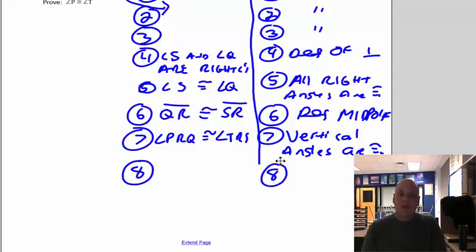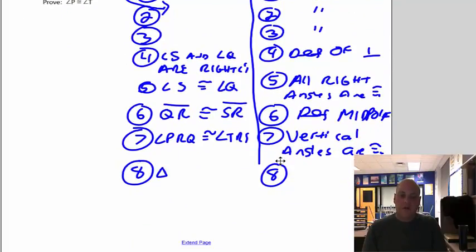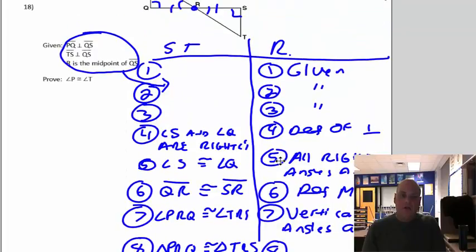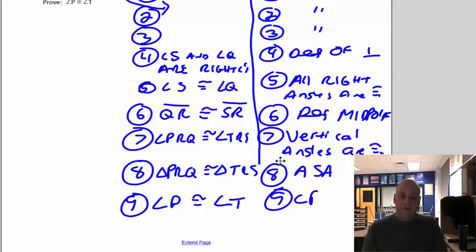All right. And of course we have congruent triangles now. Triangle PRQ is congruent to triangle TRS, and that was by what? Angle side angle. Angle side angle. And finally, angle P is congruent to angle T by CPCTC.